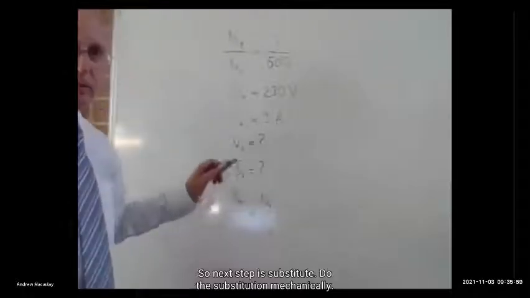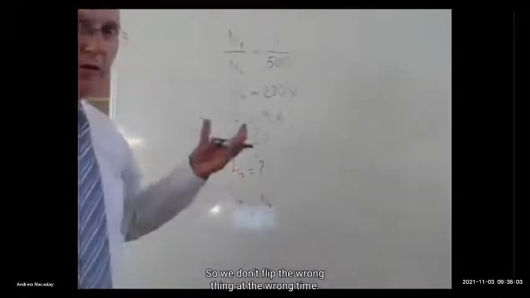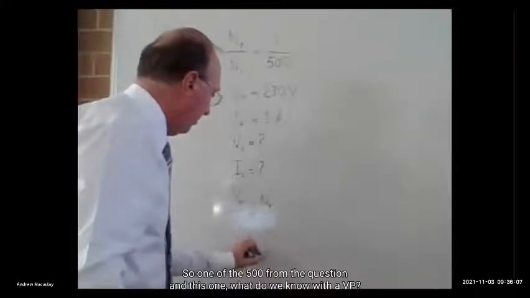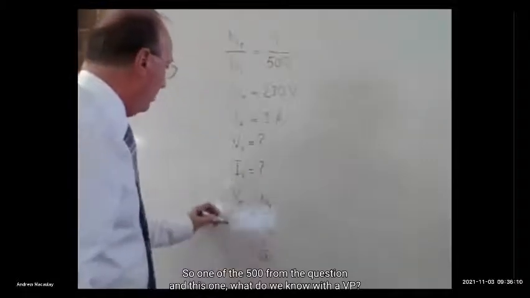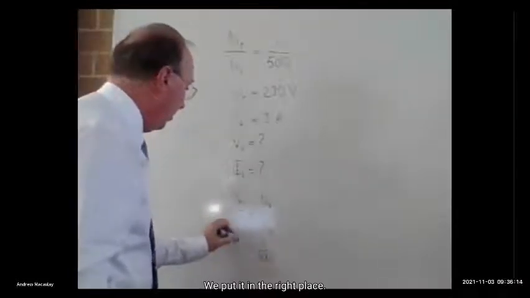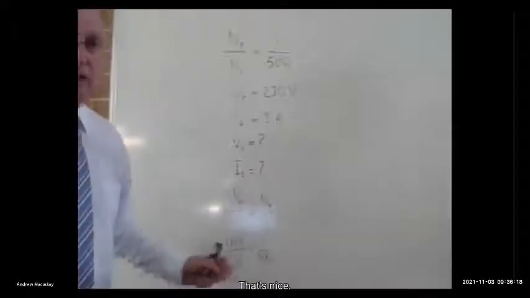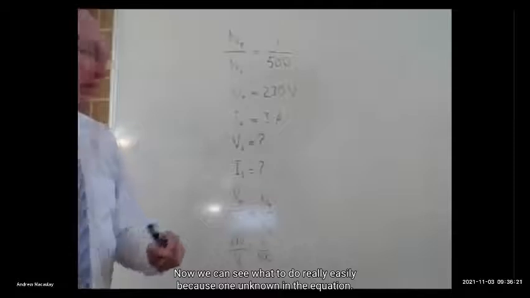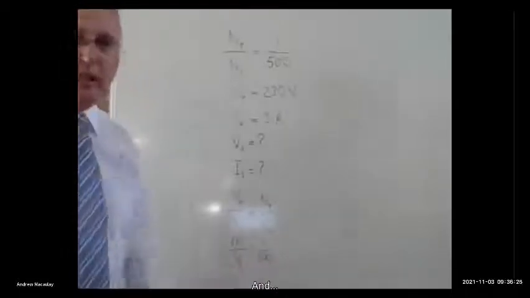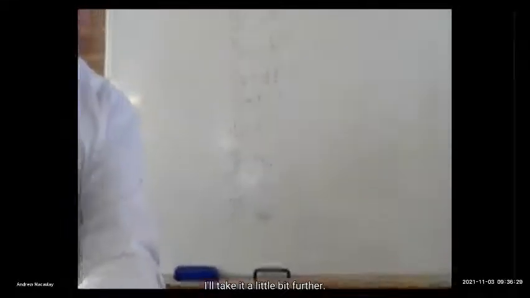So the next step is substitute. Do the substitution mechanically so we don't flip the wrong thing at the wrong time. So 1 over 500 from the question, and what do we know? We know VP, so we need to be very careful that we put it in the right place. We want to find VS. That's nice now, we can see what to do really easily because there's one unknown in the equation.